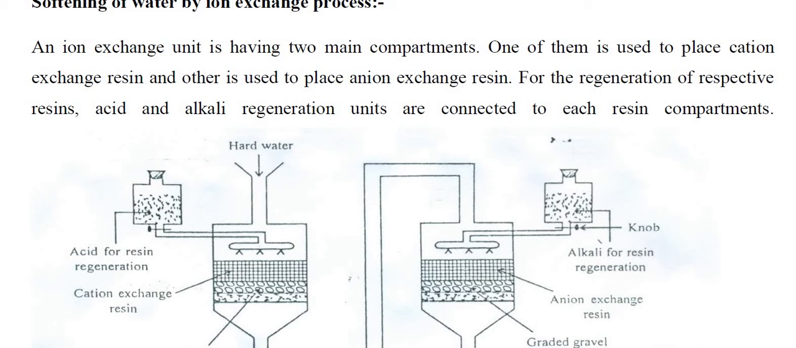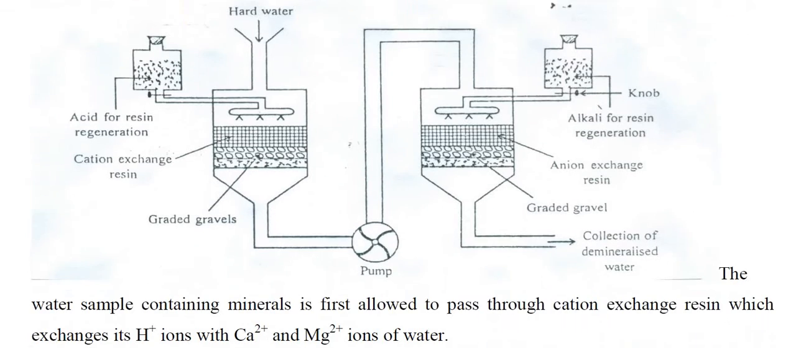An ion exchange unit consists of two compartments. One of them is used to place a cation exchange resin, and the other holds an anion exchange resin. For the regeneration of these resins, regeneration units are attached to the two compartments.